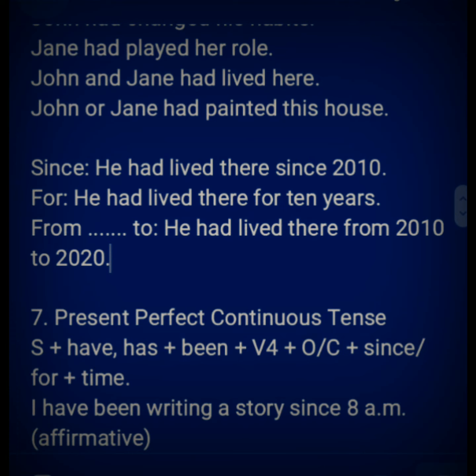Okay, now at number 7 we have to learn present perfect continuous tense. In this tense, the helping verbs are: subject plus have/has plus been plus V4 plus object or complement plus since or for plus time.